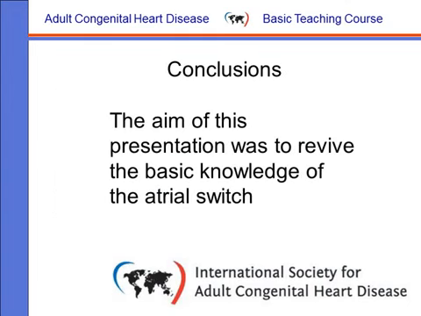The aim of the presentation has been to revive the basic knowledge of the atrial switch, and I do hope it's been a bit helpful for you. Thank you very much.